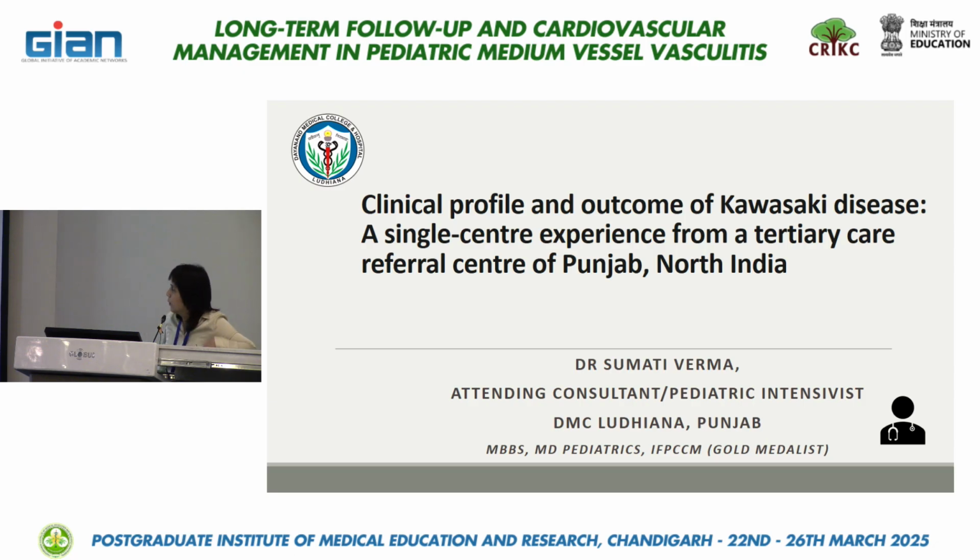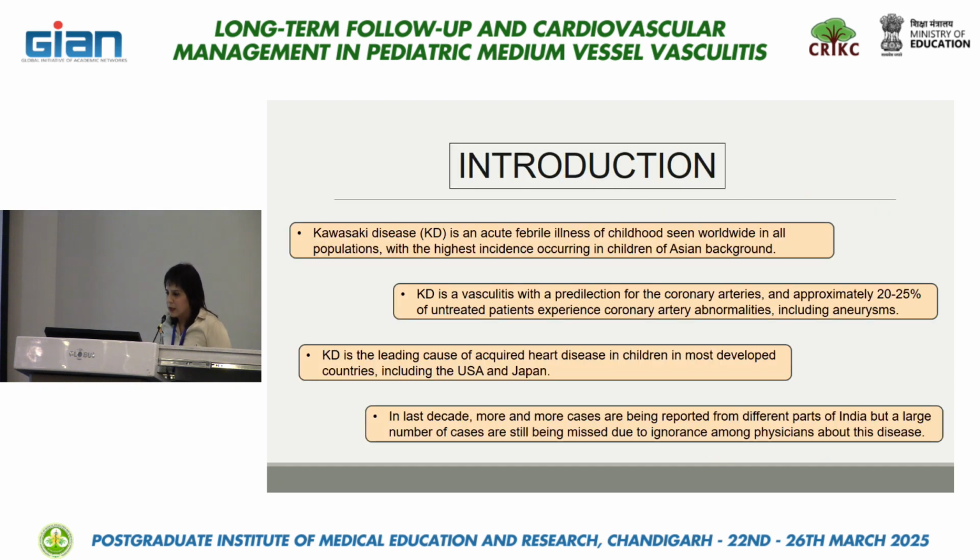So, our study is on clinical profile and outcome of Kawasaki disease. It's a single center experience from a tertiary care referral center of Punjab, North India, that is DMC Ludhiana. As we know, Kawasaki disease is an acute febrile illness of childhood that is seen worldwide in all populations, but now we see that it's more in Asian background as well. KD is a vasculitis with a predilection for the coronary arteries, and approximately 20 to 25% of untreated patients experience coronary artery abnormalities, that is aneurysms. It's the leading cause of acquired heart disease in children in most developed countries, especially USA and Japan.